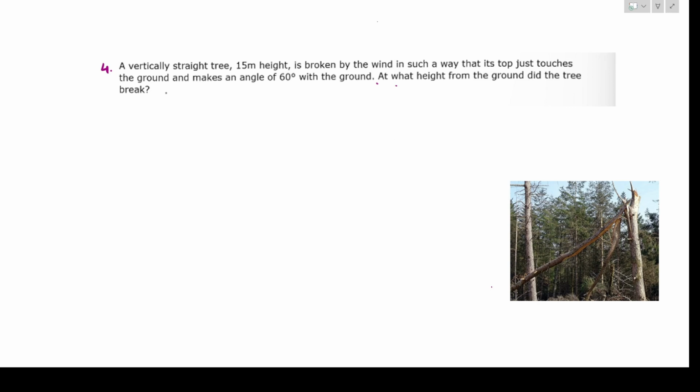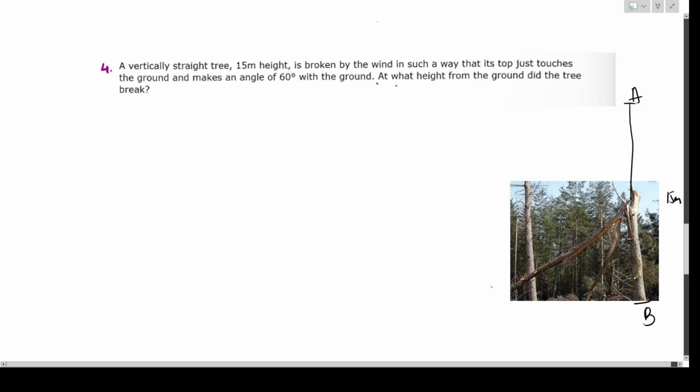Now let us solve question number 4. A vertically straight tree of height 15 meter. Just imagine before it broke, the height of the tree is equal to AB and it is equal to 15 meter given. Let us imagine that C is the point where it is broken by the wind in such a way that its top touches the ground.